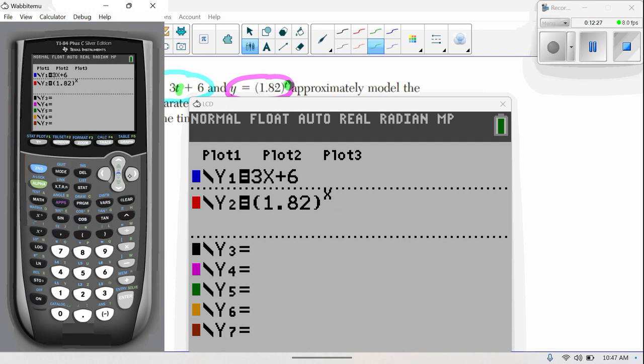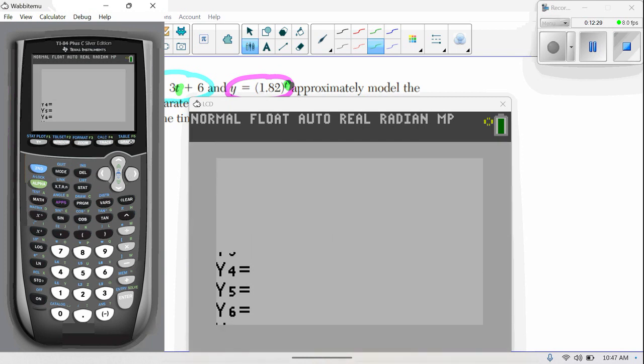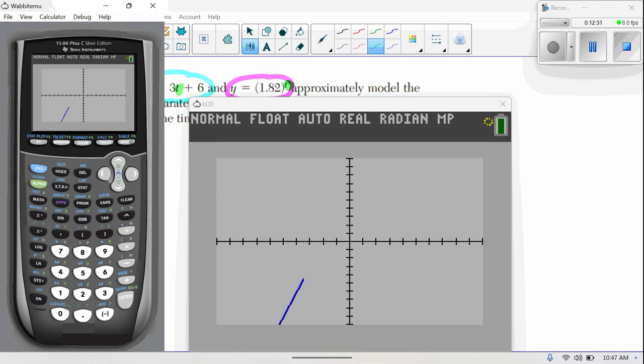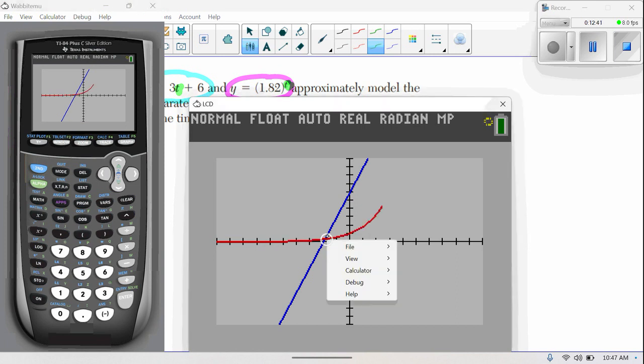Gone. That's fine. That would have given you the same thing. So I'm going to graph this. And I have a 10 by 10 window here. There's my first one, the line, 3t plus 6. And here comes my 1.82 raised to the t. All right, I see a point of intersection here.